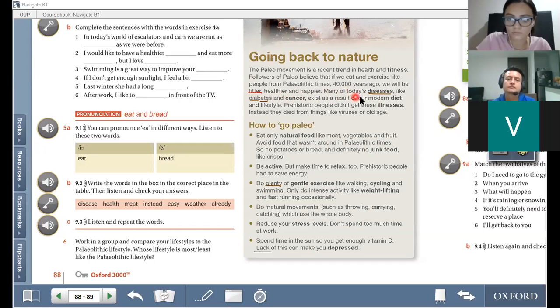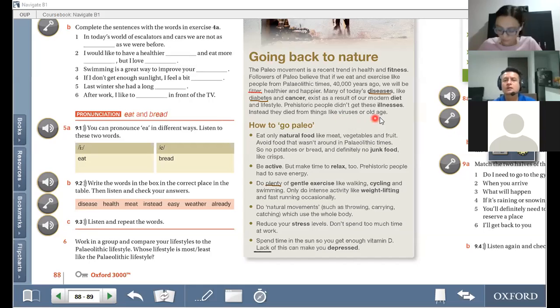Many of today's diseases like diabetes and cancer exist as a result of our modern diet and lifestyle. Prehistoric people didn't get these illnesses. Instead, they died from things like viruses or old age.